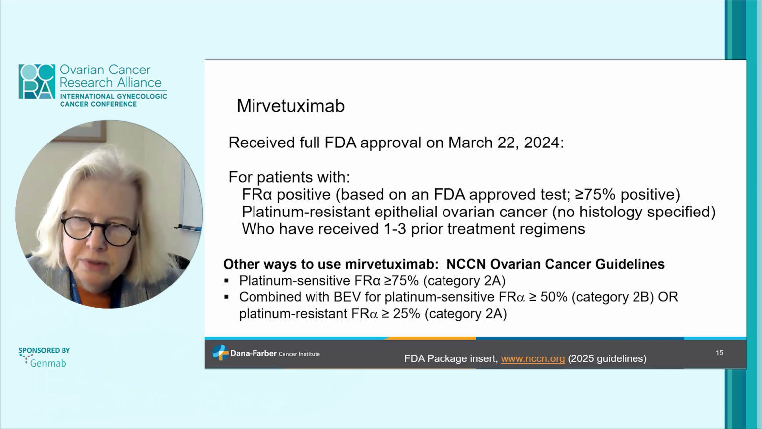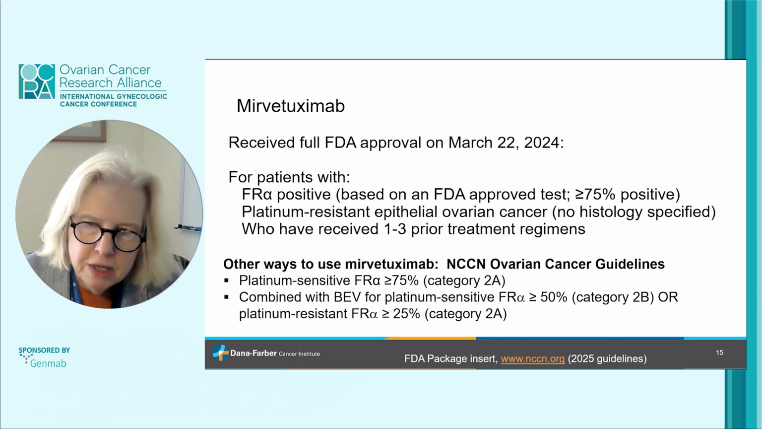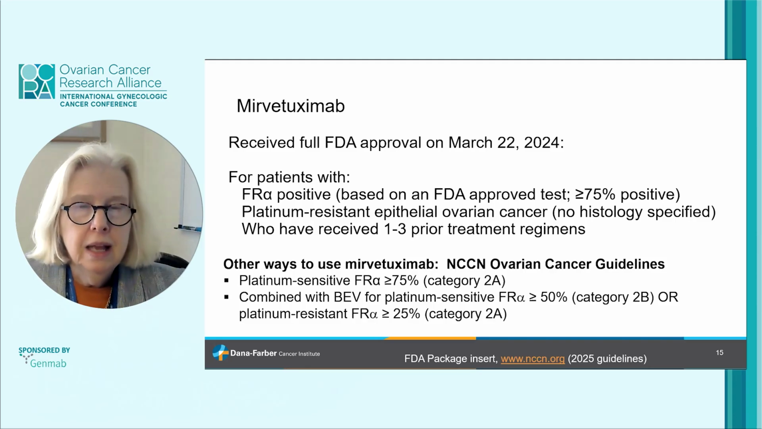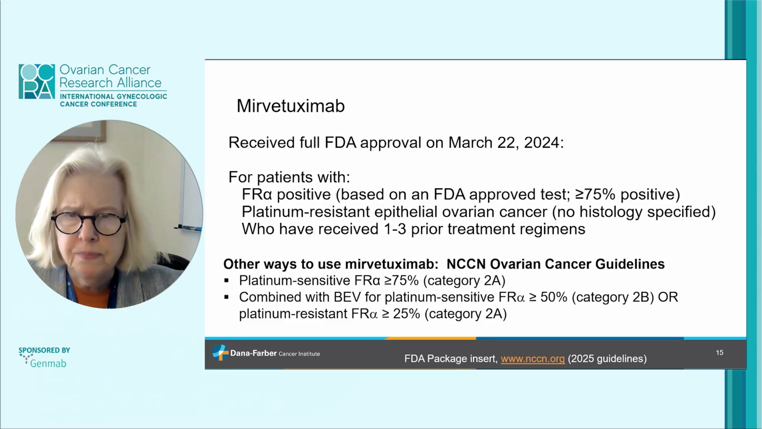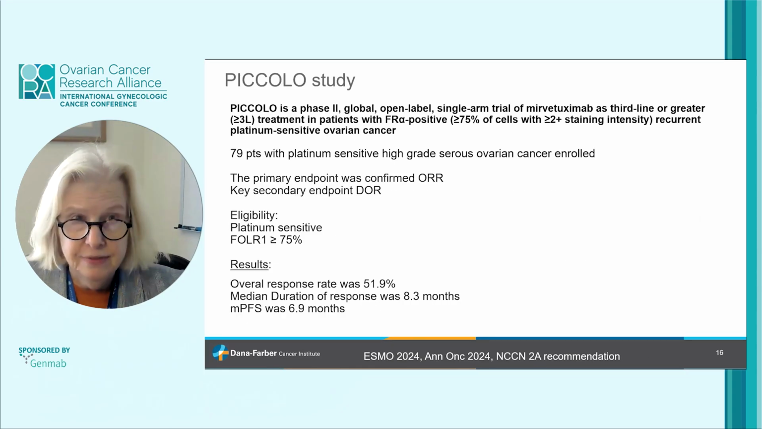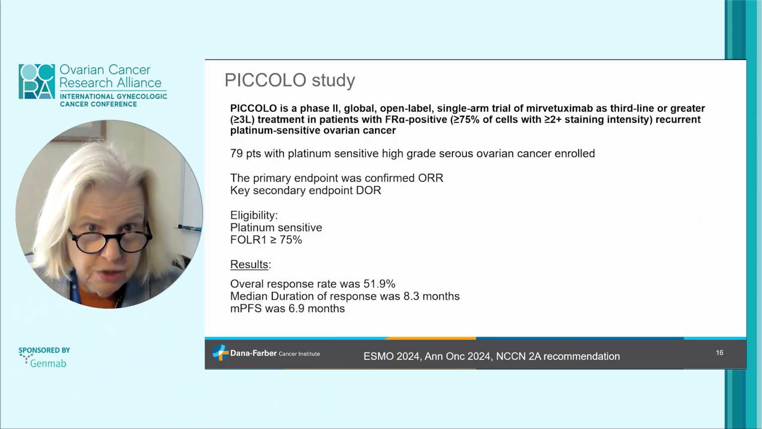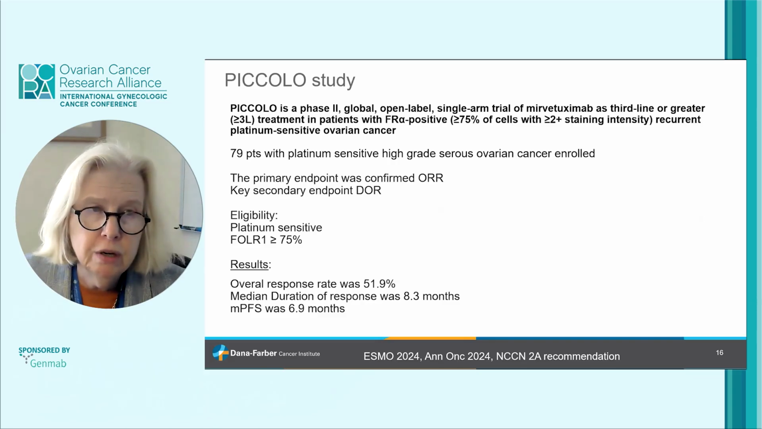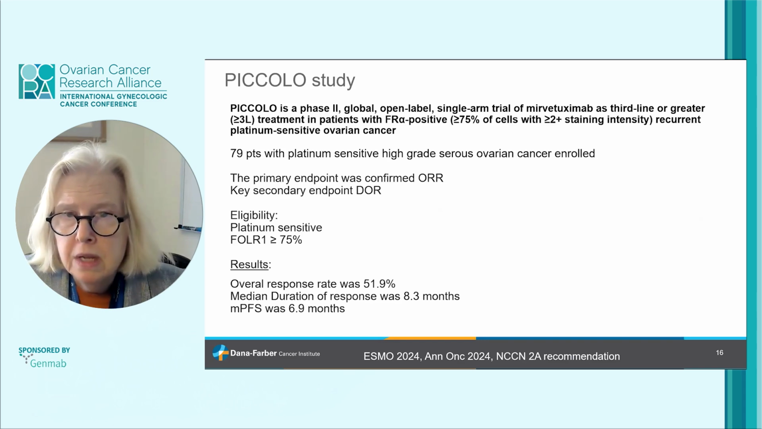There are other ways of using Mirvetuximab, and I'm not going to dwell on this too much, but the NCCN ovarian cancer guidelines, these are guidelines that insurance companies actually use to determine payment, but they are guidelines for us as oncologists to determine, okay, is this an okay drug to use in this particular situation? So for platinum sensitive, remember the Soraya and Mirasol were in platinum resistant, the Piccolo study is in platinum-sensitive recurrent ovarian cancer, using Mirvetuximab as 3rd line or greater.